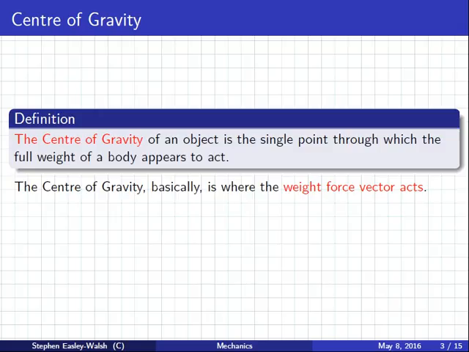Got that? Okay. I think I need to continue. Appears to act. You got it? Appears to act, yep. Okay, continuing.